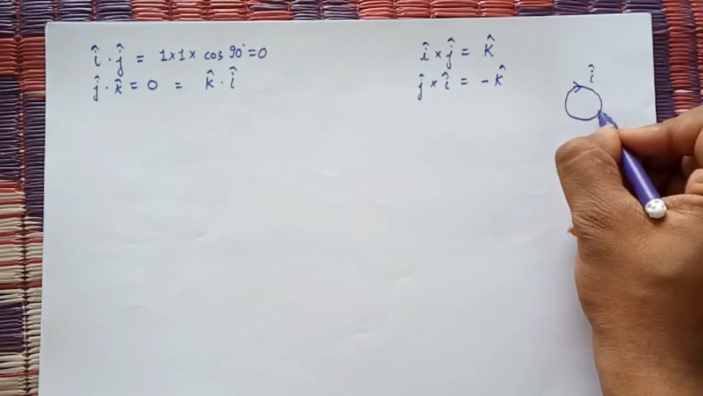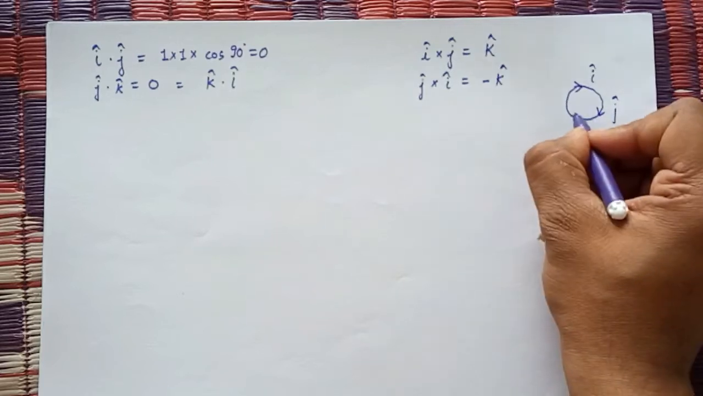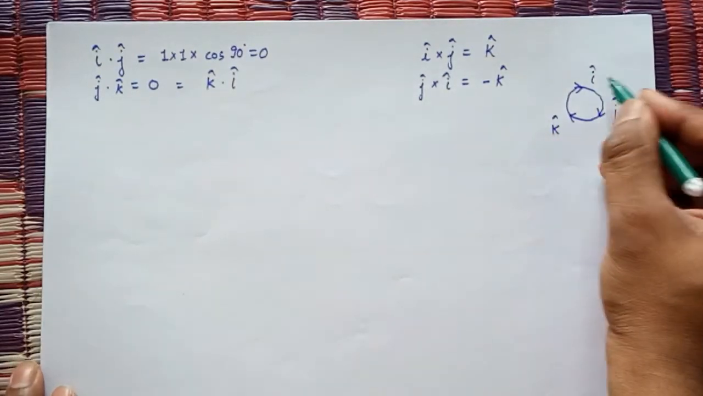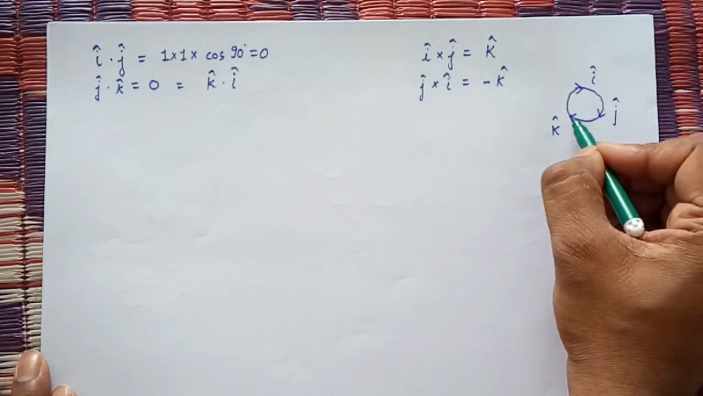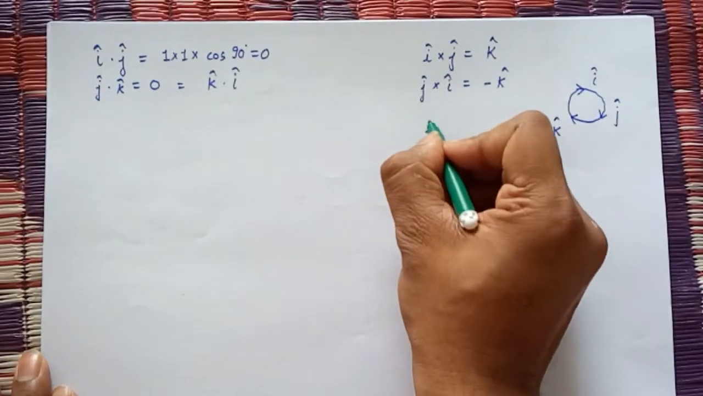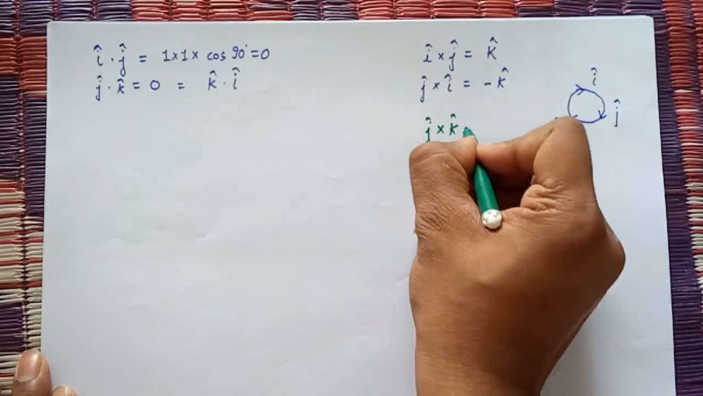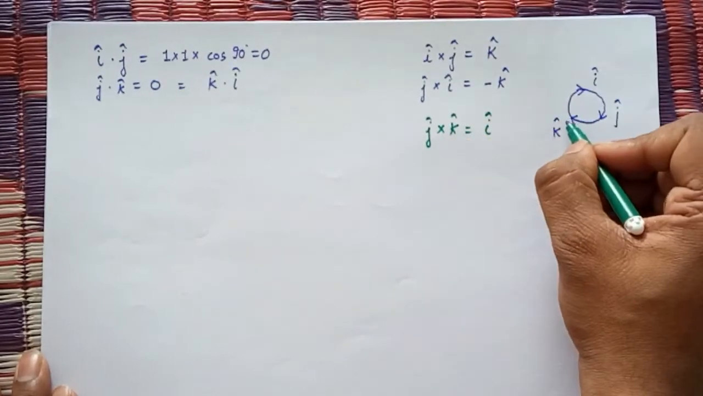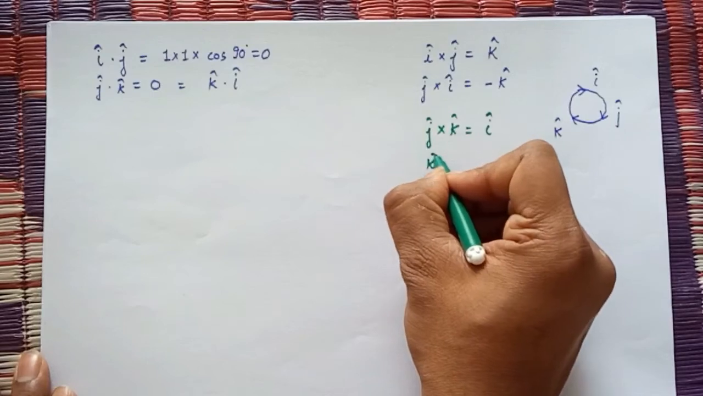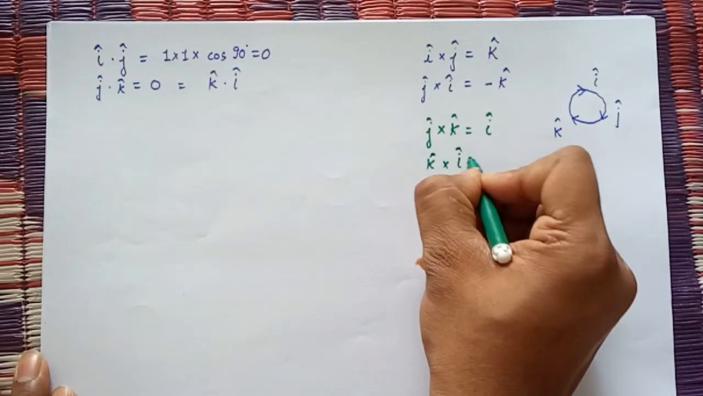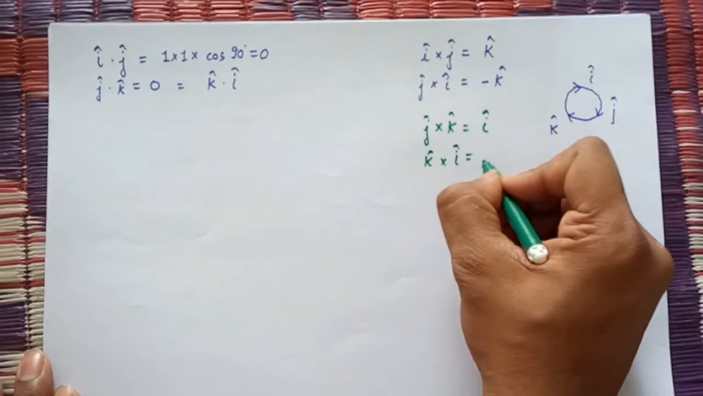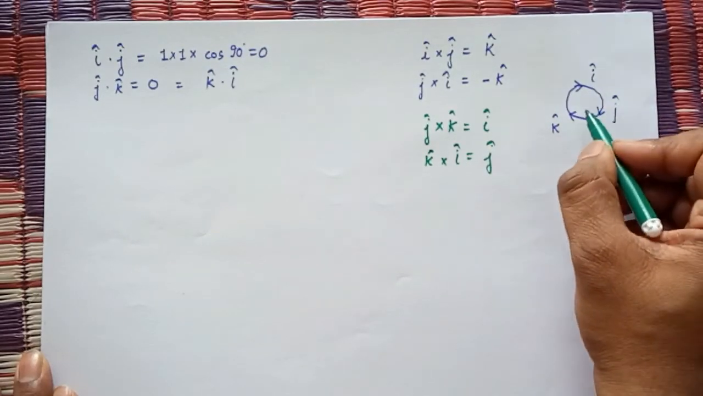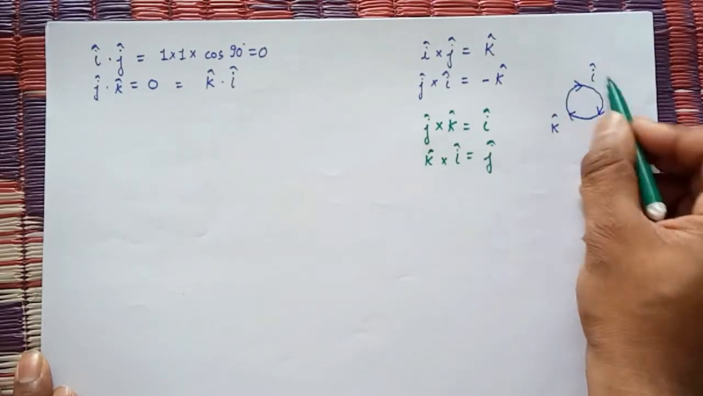I cap, J cap, and K cap. So when I cross J, the answer is K. Similarly, when J cross K, the answer will be I. And for K cross I, the answer will be J. Okay, because I am going in this direction.